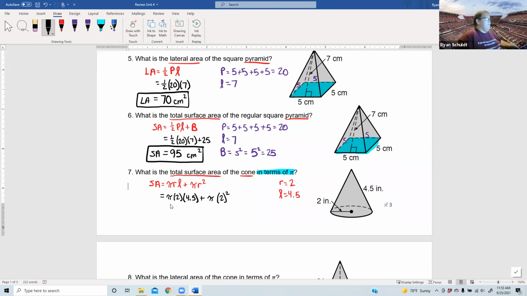Okay, so we're doing this in terms of pi. Now don't put pi in the calculator. That should give me 13 pi inches squared. That's my total surface area.